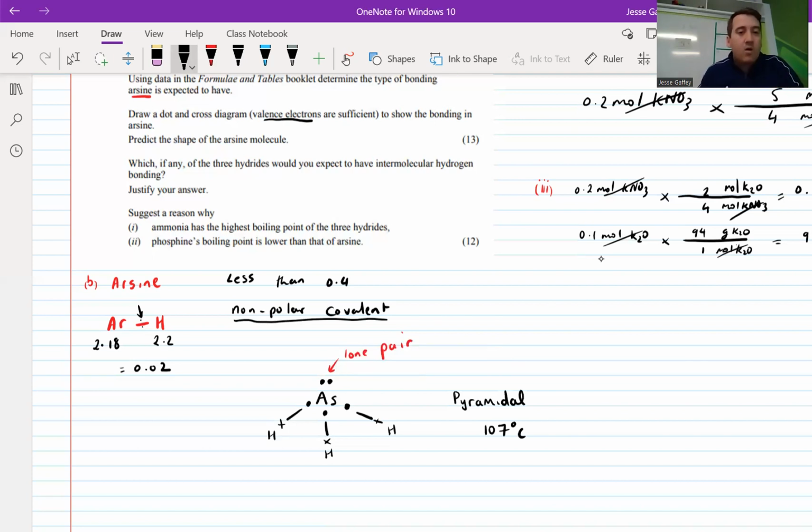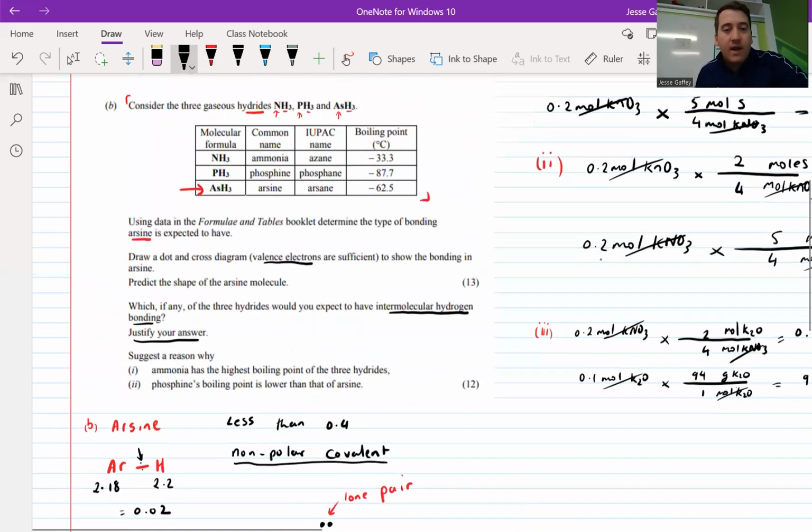All right, so let's look at the next bit. Which, if any, of the 3 hydrides would you expect to have intermolecular hydrogen bonding? It could be 1 of them, it could be 2 of them, it could be 3 of them, and justify your answer. Pause the video and write that down now. Why? Give a reason why you picked that one. And you notice that this question is not broken into little pieces, so you have to be very careful here. There's lots of little sections, and you could miss one fairly easily. So I always say maybe make bullet points down the side everywhere where there's a new question.